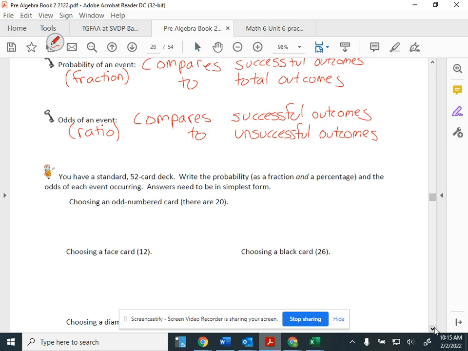There are 20 odd numbered cards. What should I write for my probability? Remember, successful outcomes to total outcomes. There are 52 cards in the deck. There are 20 odd numbered cards. How should I write that fraction, Chase? We have probability of getting 20 odd numbers out of the total 52 cards. So this is my probability.